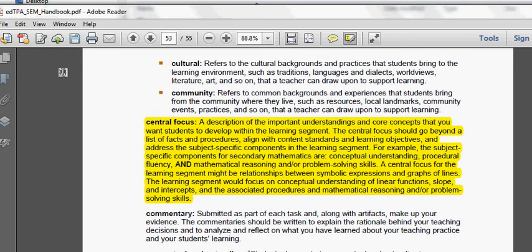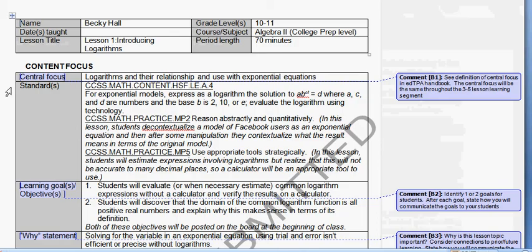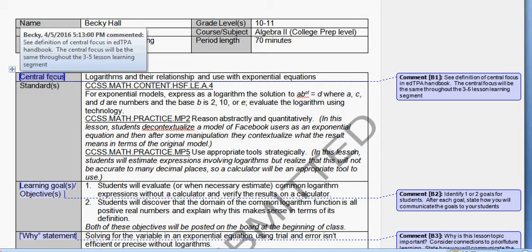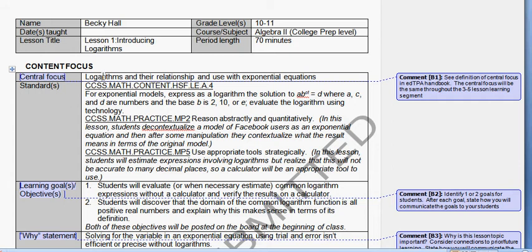And so obviously if you are in a different content area, you should look up at the very end, there's the list of definitions. You should look up the central focus for your subject area and look for the example that they list there, and that might help you. So just to give you an example, this is a sample lesson plan that I'll be showing you pieces of. Again, a secondary mathematics example. But for this central focus, it would be logarithms and their relationship and use with exponential equations. So that was the way I phrased that central focus.